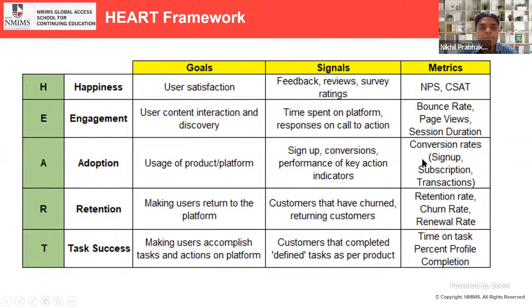We can look at adoption by looking at the conversion rates. We can look at retention by repeat visitors, or let's say if people are renewing their subscriptions, those kind of metrics. And task success is time taken to convert, time taken to complete a purchase, number of purchases happening, and so on and so forth. So this is a way we can go about establishing any product related KPI effort.